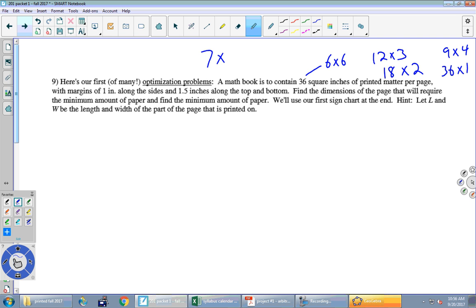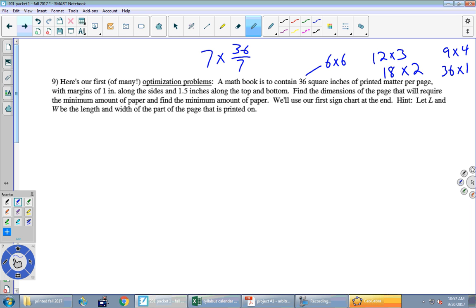7 by what? 7 by something. 5 1/7. I'll write it this way, but yeah. 5 1/7, right? How many possibilities are there? Infinitely many. Got infinitely many choices for rectangles that have an area of 36. We are going to pick the one that optimizes something. I don't know yet, but there's a lot of choices. We have to whittle it down to the best one, whatever best means.